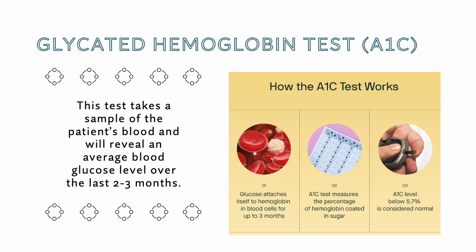One common diagnostic test for diabetes is the A1C test. This test measures a person's average blood glucose levels over the past 2 to 3 months. It works by detecting the amount of glucose that has attached to hemoglobin, the protein in red blood cells. Since red blood cells live for about 3 months, the A1C test provides a reliable picture of long-term blood sugar control. An A1C level below 5.7% is considered within normal range.